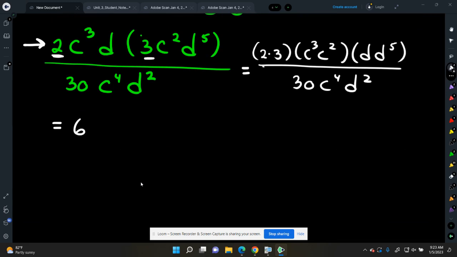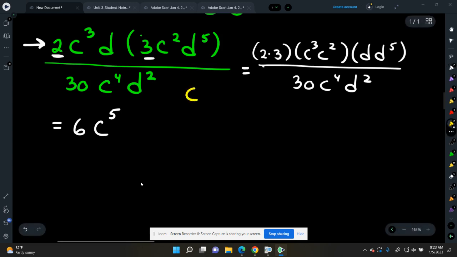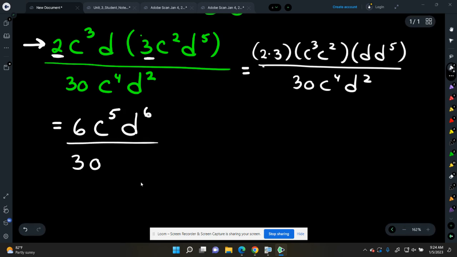What's c to the third times c to the second? C to the fifth. Be careful, because I'm hearing a lot of you do this. You're saying C5. Well, that's entirely different than c to the fifth, because C5 is c times 5. It's very different, so be very careful. And then we have d times d to the fifth, which is d to the sixth. Now we have to do some more work. All we did was simplify the top.